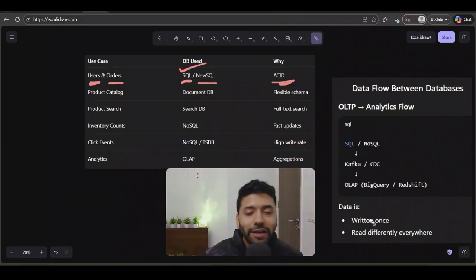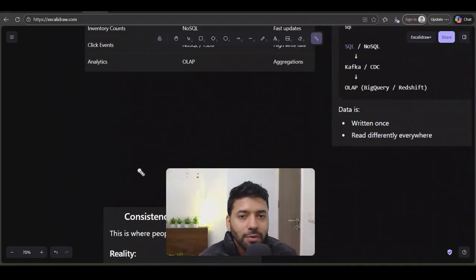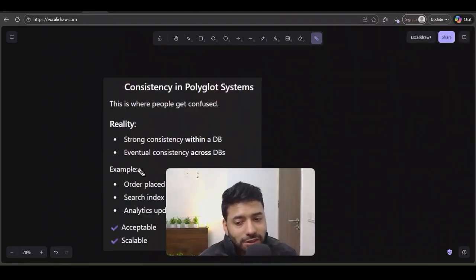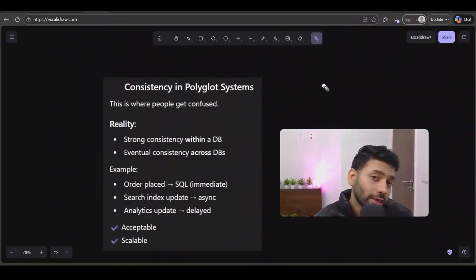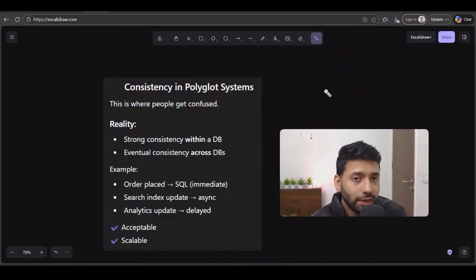Okay, so that's why we said data is written once. All right, but now as we are using multiple databases, one question that may come would be regarding the consistency. So how about the consistency, because we have multiple databases? What happens is that we have strong consistency within a database, but there will be eventual consistency across DBs.